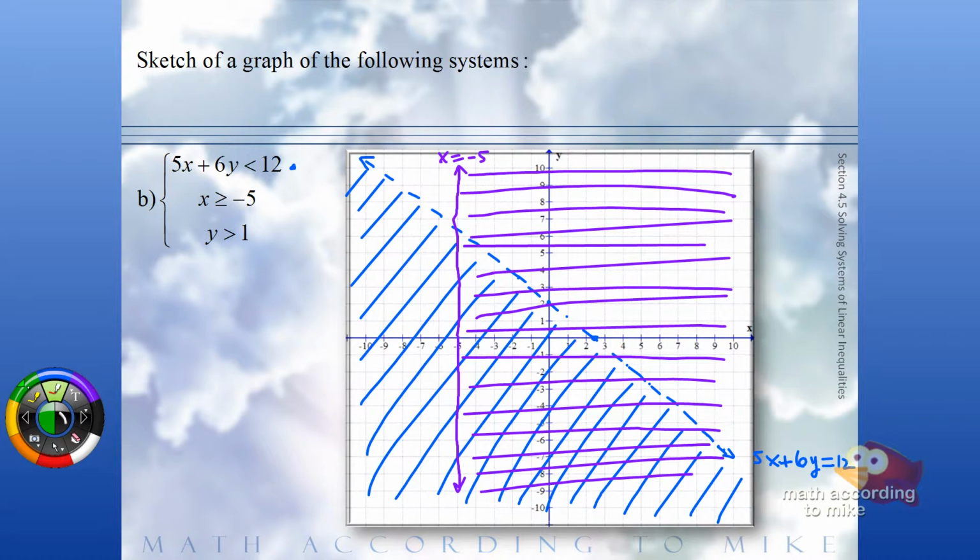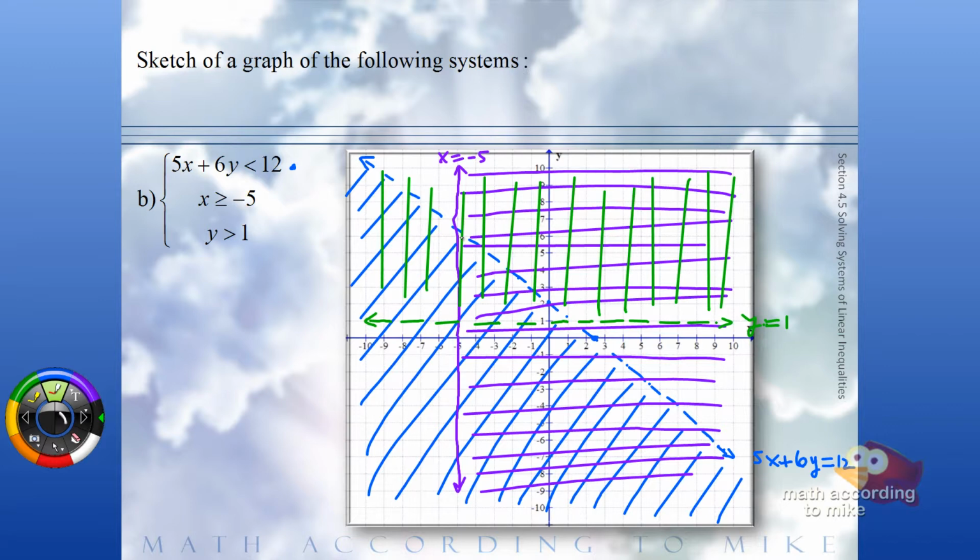Lastly, y equals 1 is a horizontal line. Since there's no equal sign, it's dotted. Pick a point, any point. I pick 0, 0 again. 0, 0 is below. 0, 0 makes it false, so I shade above. So your final answer is where the blue, purple, and green in my picture overlap. Shade at the darkest. Notice it is this triangle right here. Hooray.